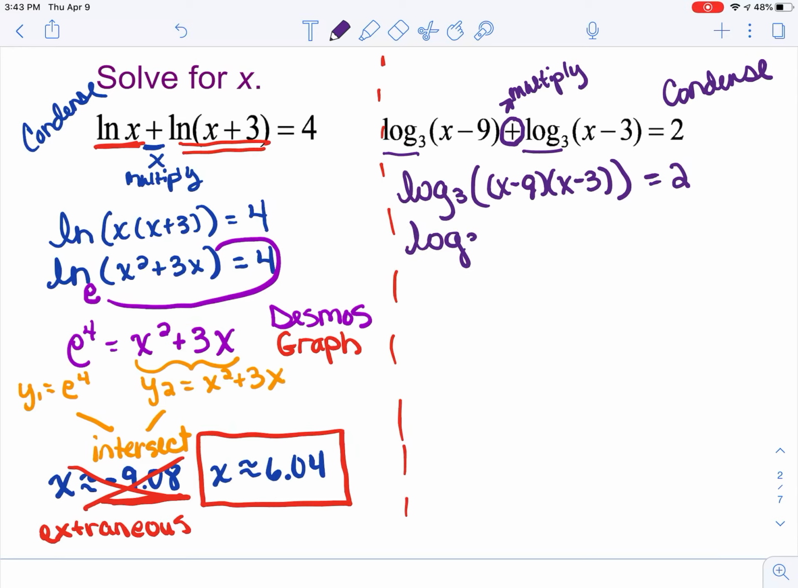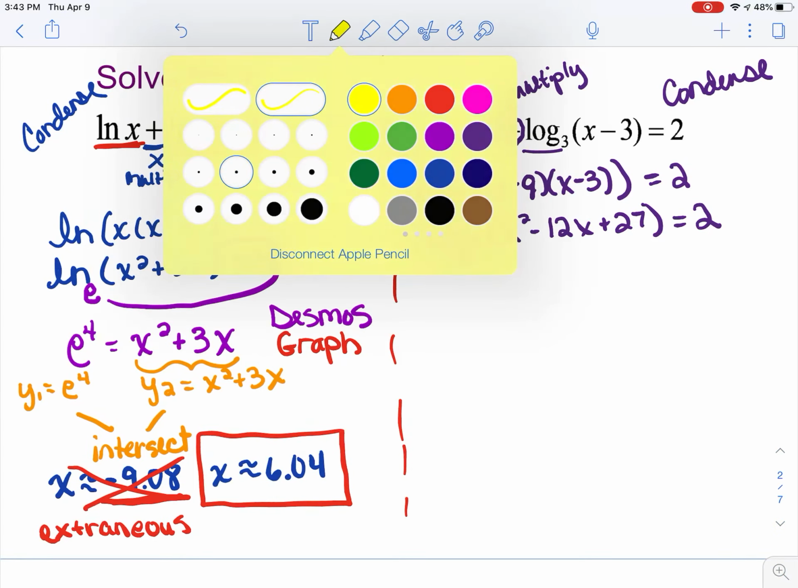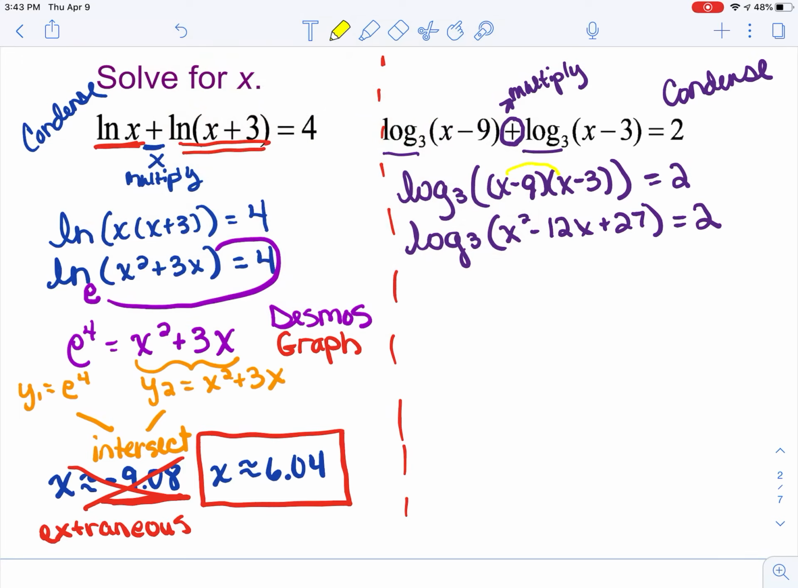So let's go ahead and FOIL that out. Does everybody know how to FOIL or distribute? When you do that, you get x squared minus 12x plus 27. Any questions there? All right, so to FOIL, don't forget, you multiply here, x squared, here, negative 3x, but we also have a negative 9x, which gives us the negative 12x, and negative 9 times negative 3 is 27.